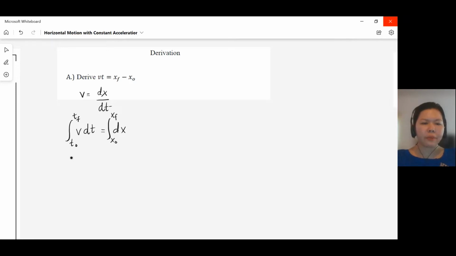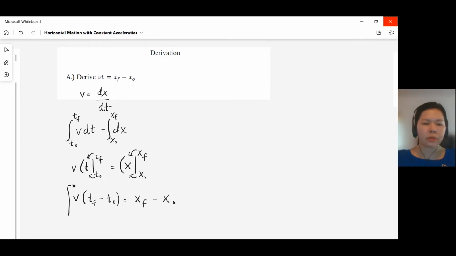On the left side, we have v, now a constant, because it's dt. So integral of dt is just t. So we have v t, lower limit t naught, upper limit t final. On the right, we have integral of dx, and the answer to that is just x. Lower limit x naught, upper limit x final. So now we substitute the upper limit minus lower limit on the left side, and also on the right, upper limit minus lower limit. v times upper limit t final minus lower limit t initial equals, on the right side, upper limit xf minus x naught. So we have arrived at our desired equation for our instantaneous velocity.